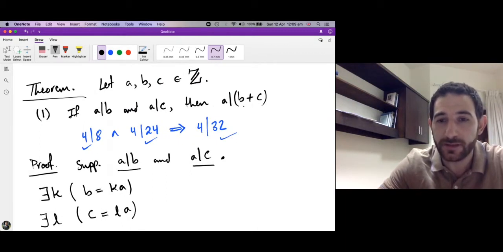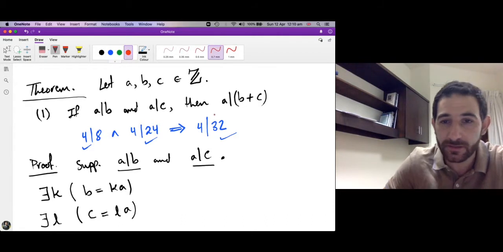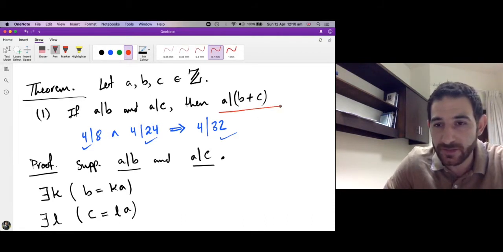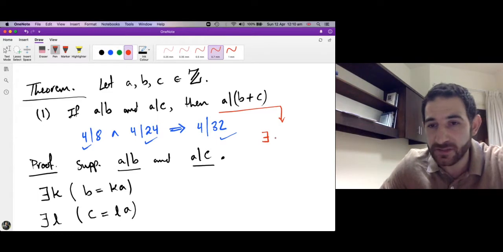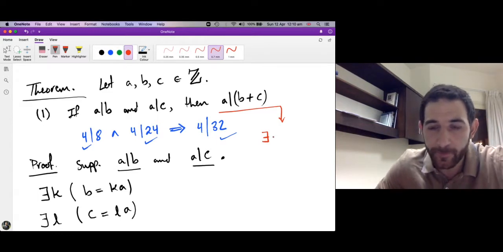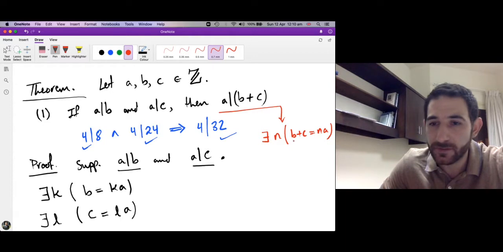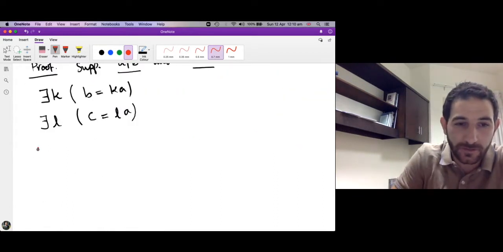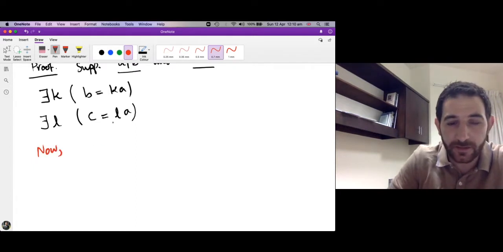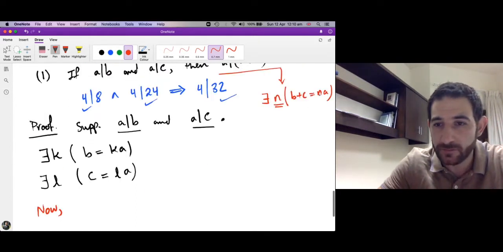Now, we want to show that a divides b plus c. What does it mean that a divides b plus c? Let me write it in red. It means that there is some integer, let's say n, such that b plus c is equal to n times a. So we need to find some integer such that b plus c can be reached by taking steps of a. Remember this is our goal, to show that b plus c is equal to an integer times a.